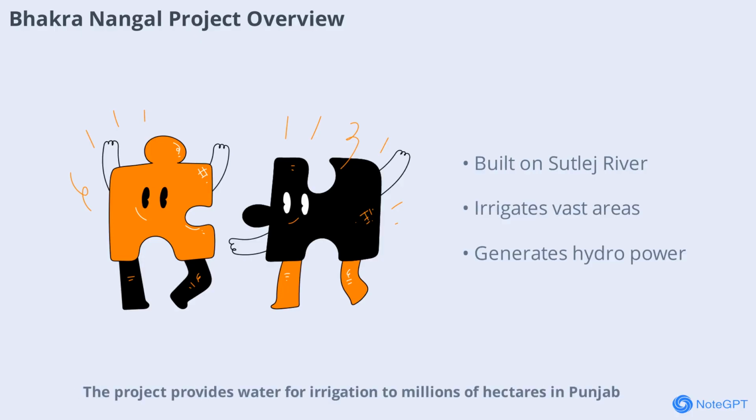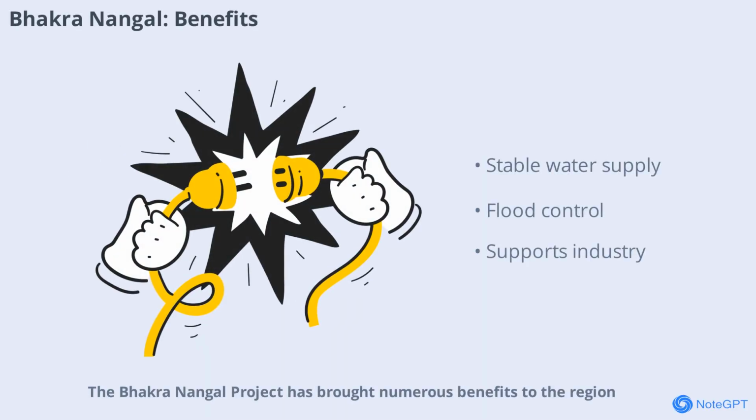The project provides water for irrigation to millions of hectares in Punjab, Haryana, and Rajasthan. It also generates hydroelectric power and helps in flood control. The Bhakra Nangal project has played a vital role in transforming the agricultural landscape of northern India. Bhakra Nangal project has brought numerous benefits to the region.